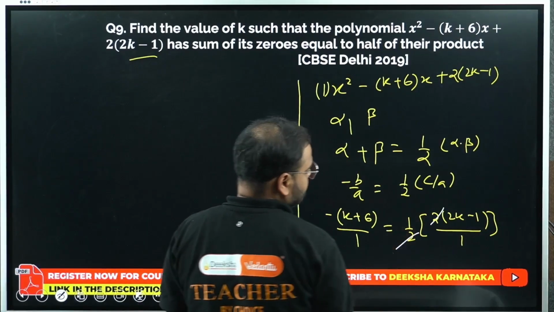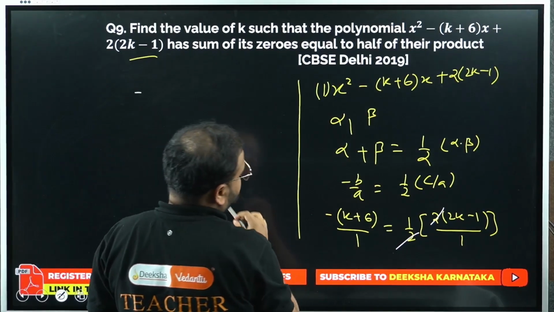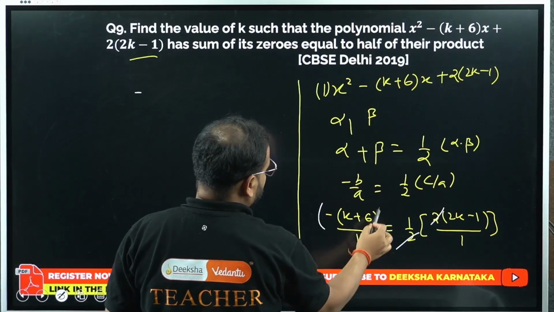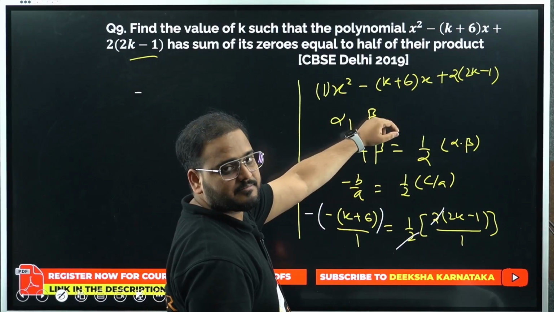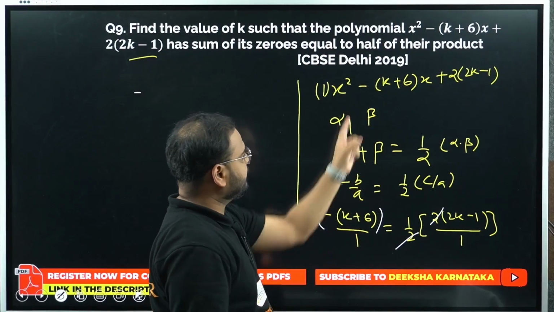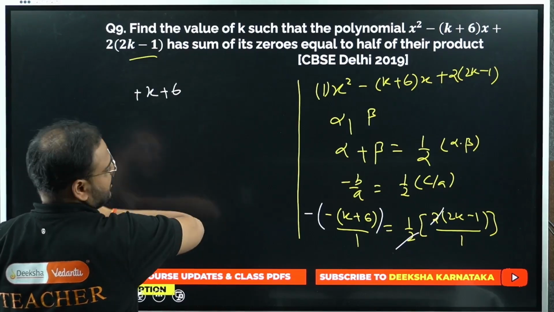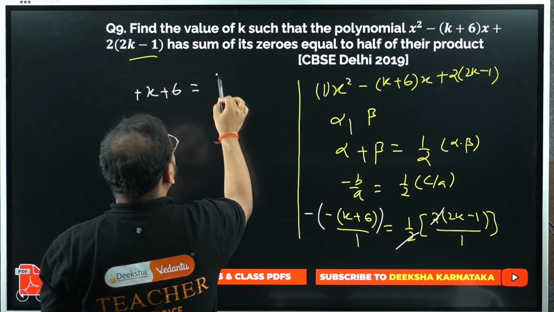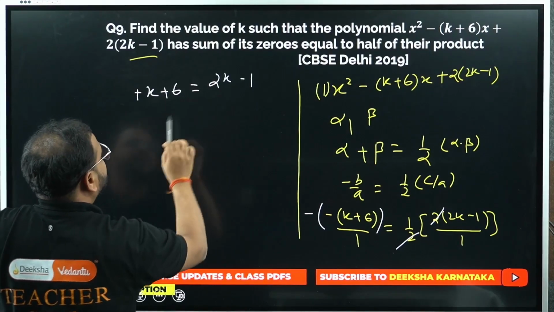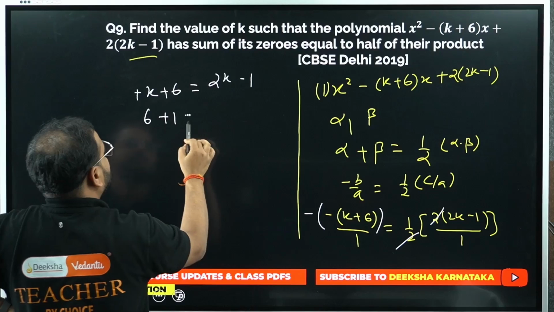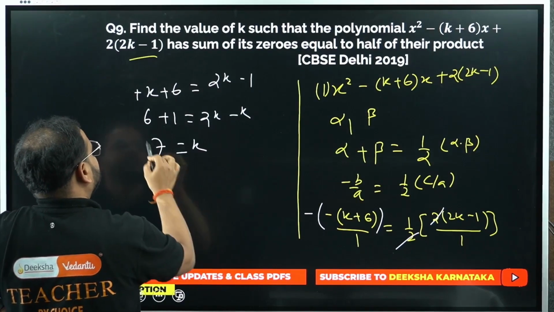2 and 2 can be cancelled. Right? What am I getting from here? Minus of minus (k plus 6). So there's a minus sign over here again. Minus b, and b itself is negative, so minus b with b being negative, minus (k plus 6), will become plus. So k plus 6 equals 2k minus 1. Correct? Bring this over here and this k over there. 6 plus 1 equals 2k minus k. So 7 equals k.